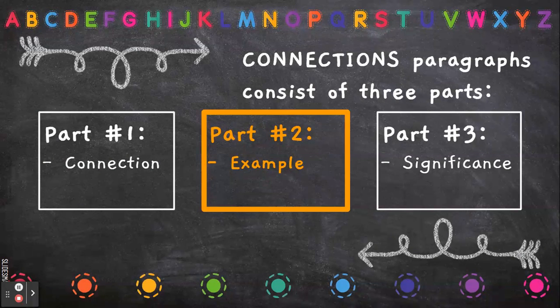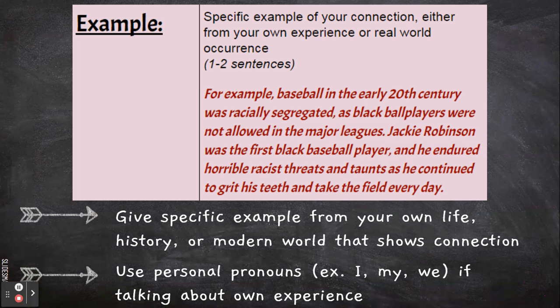Next is the example part. Here you give a specific example of that connection. You either give an example from your own life, from history, or the modern world that demonstrates that connection. And again, if you're talking about your personal experience, use those personal pronouns. You'll notice as I talk about Jackie Robinson in this example, I don't give any evidence, I don't give any quotation, like you are the evidence, either your understanding of the world or as you describe your own personal experience. There is no need for evidence or quotations.